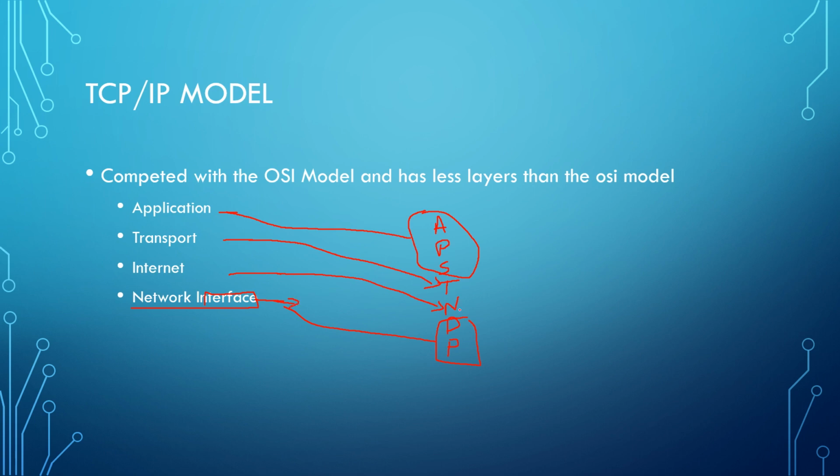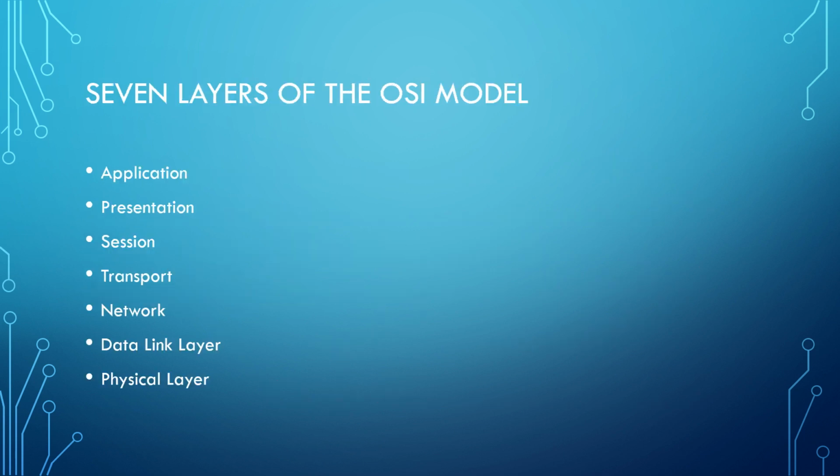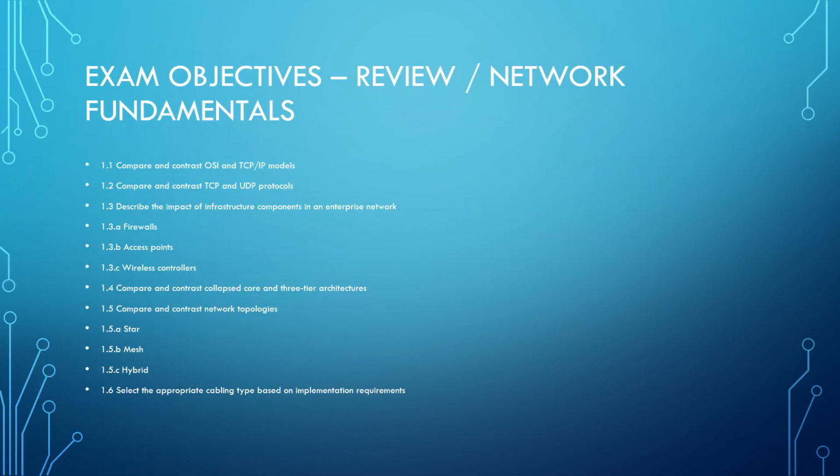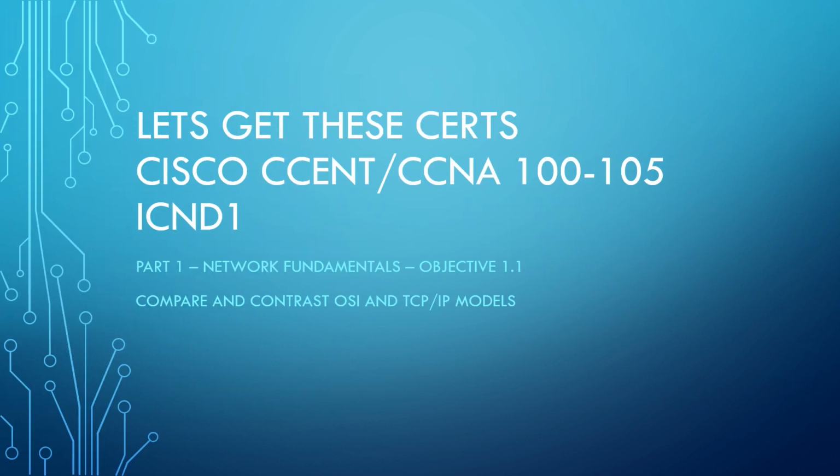Then it's 1 for 1, and then the last 3 are all in the application layer. So I hope this covers, and I'm pretty much sure this covers, every objective for our first foray into the ICND test.